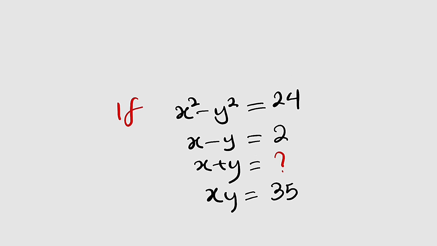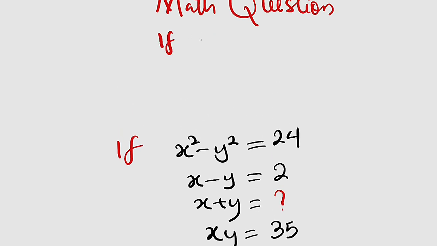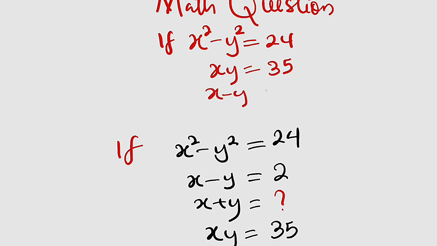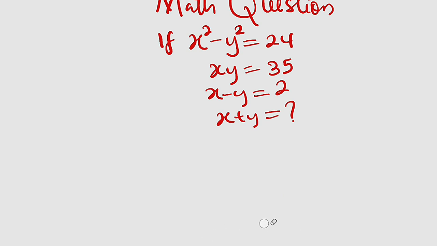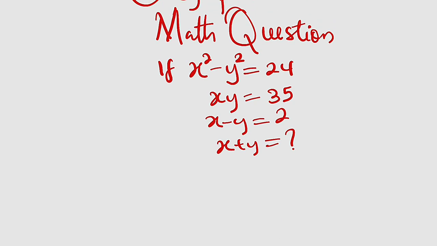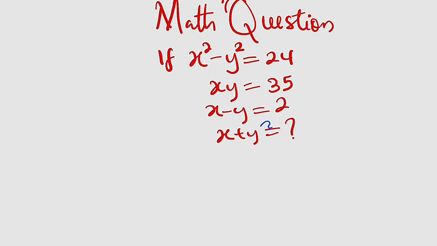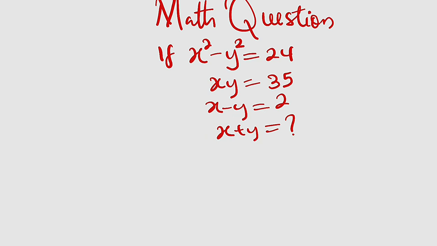So to write this question, I can say that if x squared minus y squared equals 24, x multiplied by y equals 35, x minus y equals 2, then what is x plus y? Question mark. So this is how to form an Olympiad mathematics question. And remember, to solve this in Olympiad standard, you don't need to solve for x and y. Rather, just apply whatever you can. It's just a logic.